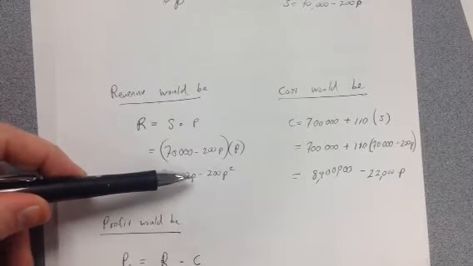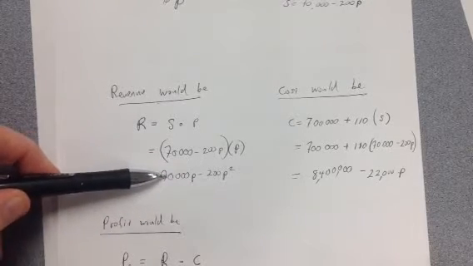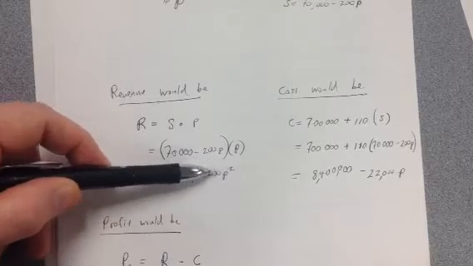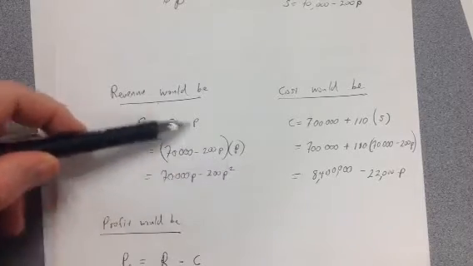If I make it $200, I could put 200 here, multiply by 70,000, take 200 here, square it, multiply by 200, subtract, and that'll be my total revenue.